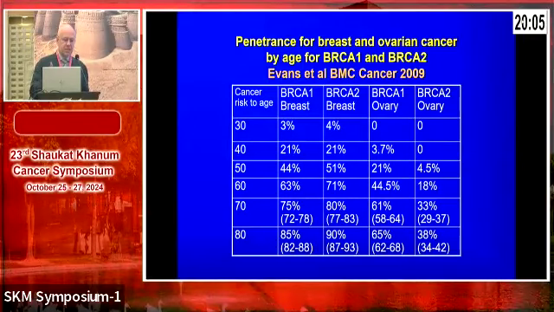And in, let's say, a perfect situation, it would be best to have a table like this one, where we have a patient, a first degree relative mutation carrier, and we say at age 30 there is no risk of ovarian cancer for a BRCA1, BRCA2 carrier. But if you are at age, let's say, 70, it will be a 30% risk of ovarian cancer. And it's the same story for breast cancer.